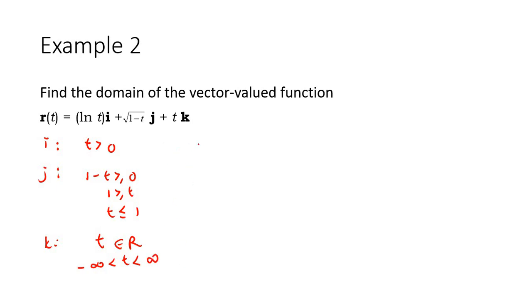So the intersection: we have t greater than 0, and intersecting with the others, t greater than 0 but less than or equal to 1. That's why the domain is greater than 0 but less than or equal to 1, and t is a real number. In interval notation, 0 is not included but 1 is included. So this is a round bracket for 0, not included, and this is a square bracket for 1, included. Now this is the second example.